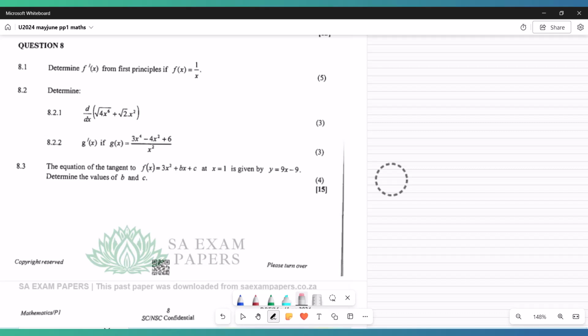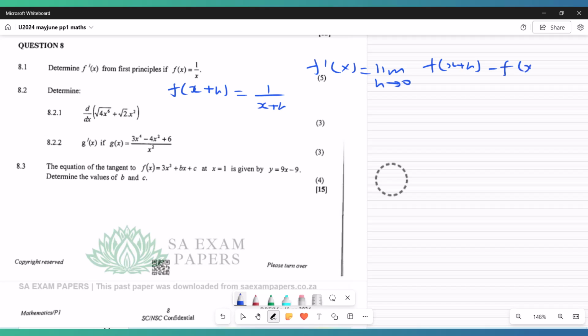So our f of x given is 1 over x. What about f of x plus h? We put x plus h where there is x, so it's going to be 1 over x plus h. Now the formula says the derivative at x is given by the limit as h tends to 0 of f of x plus h minus f of x, then divided by h. In this case my f of x plus h is 1 over x plus h.